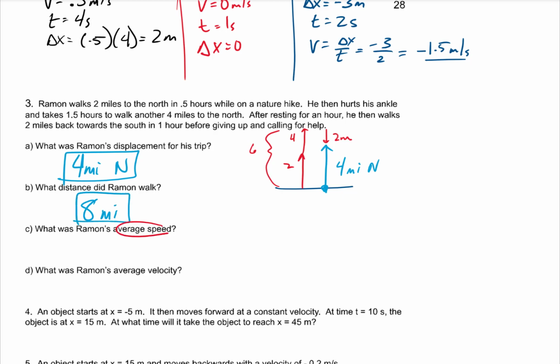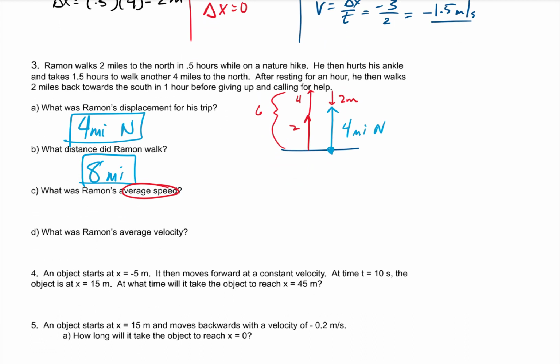To get average speed, and this is important, speed is distance traveled over time. So for distance traveled over time, we're going to use the 8 miles, and then we're going to use the total time, half an hour, 1.5 hours, so we're up to 2 hours, 3 hours. So 8 miles over 3 hours.